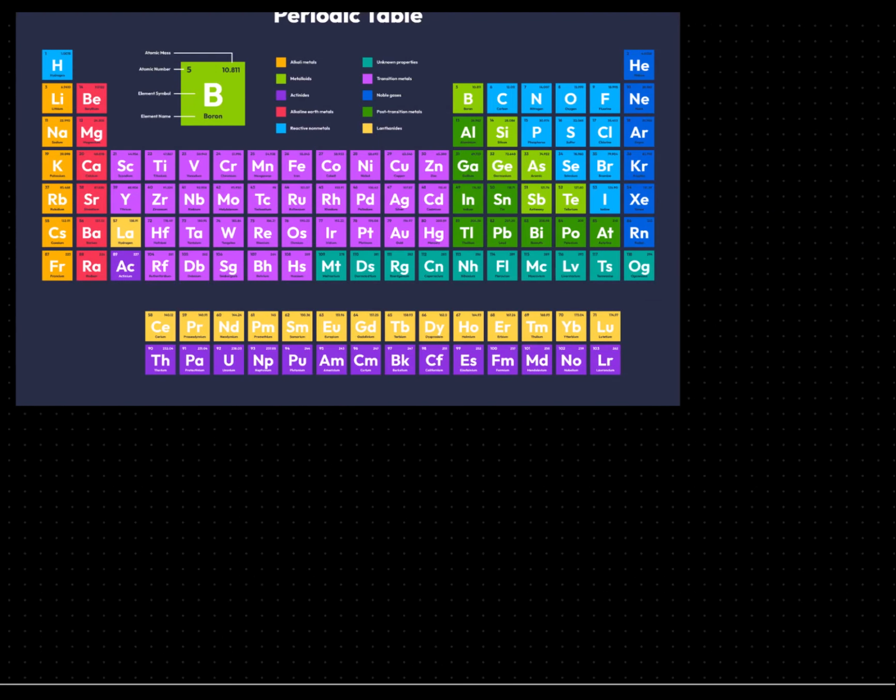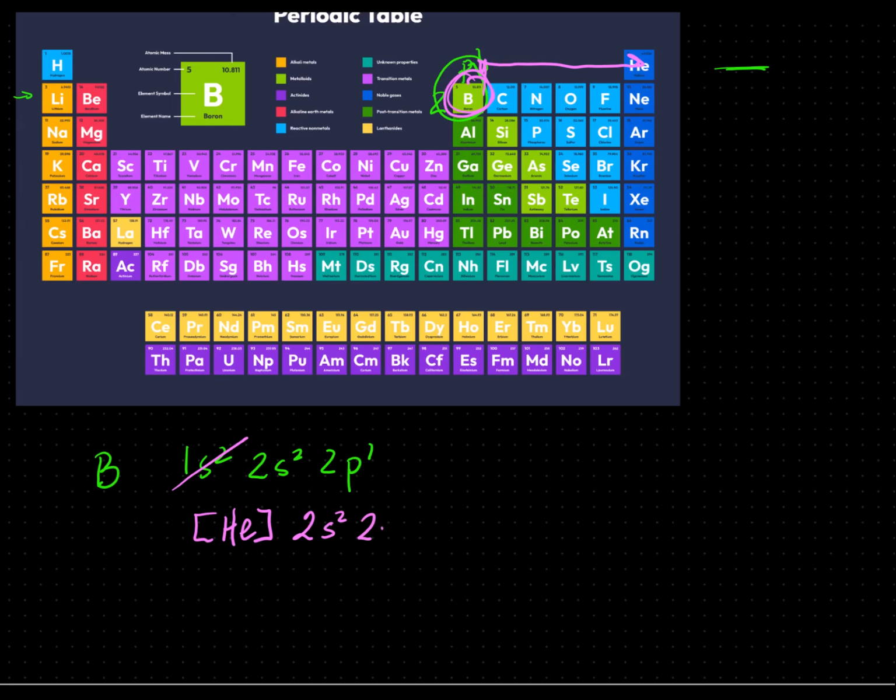So here's an example. Boron's electron configuration is 1s2 again. We start with row 1, then we go to row 2, 2s2, and then 2p1 because boron is right here, which is period 2, and this is p1 because that's the p block. So if I want to find the noble gas notation, I locate boron. Boron is right here. I go up 1 period to the noble gas, which is helium. So helium is in brackets. Helium's notation is 1s2. So to get to boron, we have to write 2s2, 2p1.